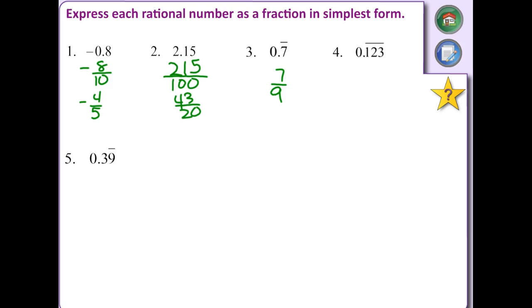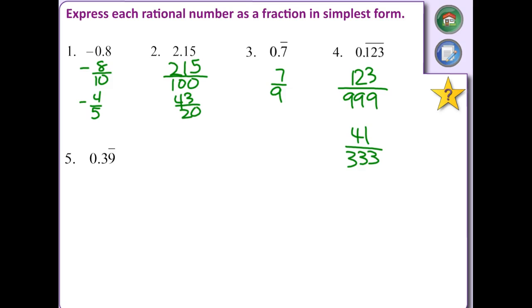When I look at number 4, once again, I've got repeating decimals, but all of them are repeaters, so it would be 123 over 999. Once again, it's 3 decimal places, so 1,000 minus 1, 999. Now, I can reduce that fraction. We can reduce that fraction by 3s, and so we would have 41 over 333.